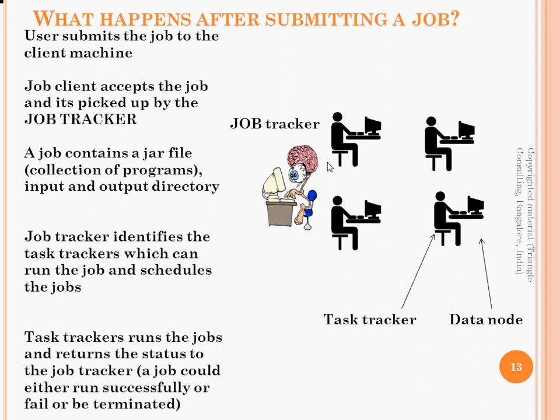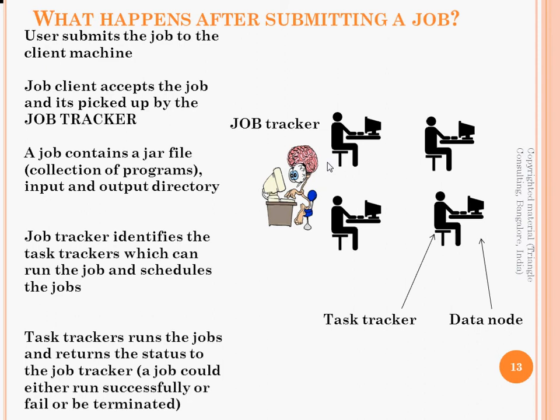So when a user submits a job to the client machine, the job client would accept the job and it's picked up by the job tracker. The job tracker again is a separate machine. It's dedicated hardware, a very powerful machine with some special software configurations on it, which does the following. A job basically contains a jar file, which is a collection of Java programs, and a job would also have an input directory and an output directory, from where the input files are picked up and to where the output of computation will finally be stored.